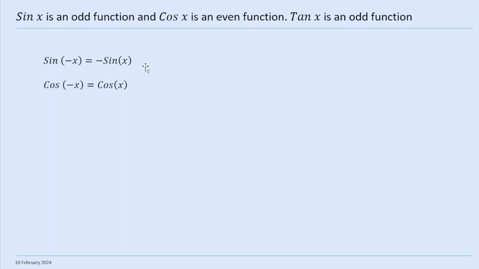So cos of minus 30 equals cos 30. Sine of minus 30 equals minus the sine of 30. Tan is also an odd function because actually it's an odd function divided by an even function, which is always going to be an odd function.